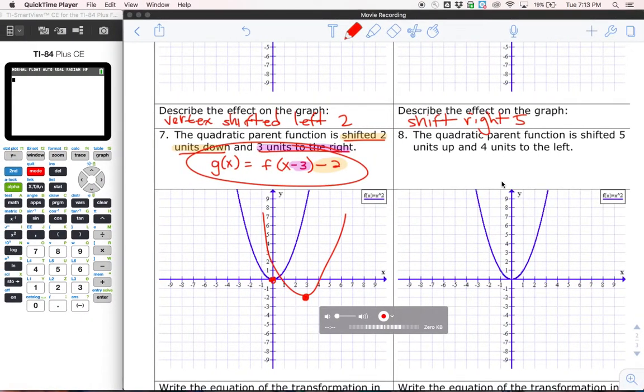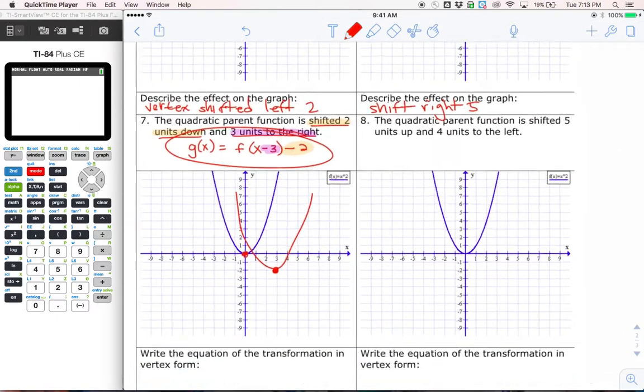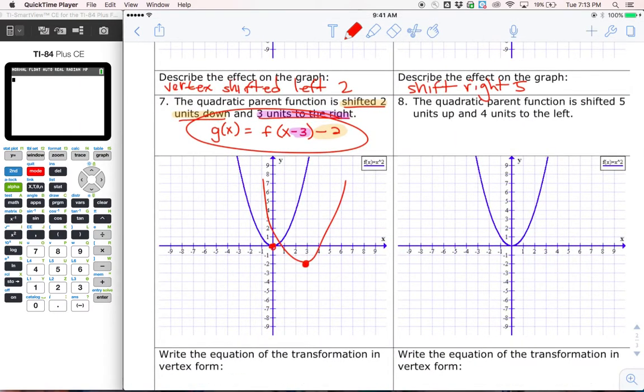Okay, last one. We need a quadratic parent function, which was the x squared, right? Y equals x squared, the blue graph on your paper. Shifted 5 units up and 4 units to the left. This one's really similar to what we just did. Again, I don't need a number in front of f of x because this would change the shape, and nobody's asking me to change shape right now.